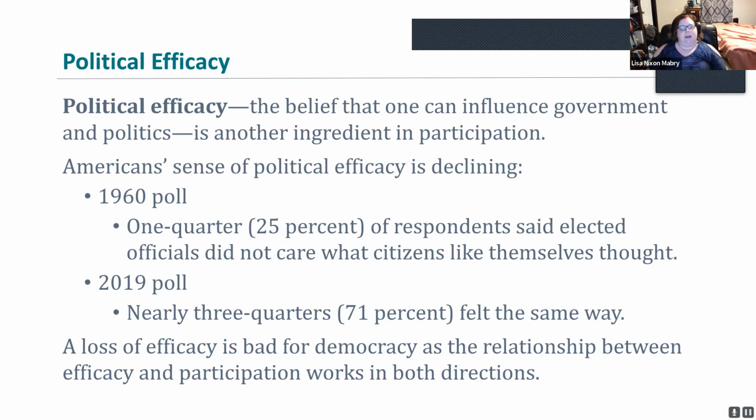And it's not just voting. We'll talk about that too, but voting is like the first. Registering to vote and then actually voting are your first lines of activism to be involved, to make sure that you are having political efficacy. So unfortunately, as a general rule, our society has less and less faith in political efficacy. In 1960, 25% of respondents for a poll said that elected officials didn't care what citizens like themselves thought about anything, issues or whatever. In 2019, 71% answered the same way.